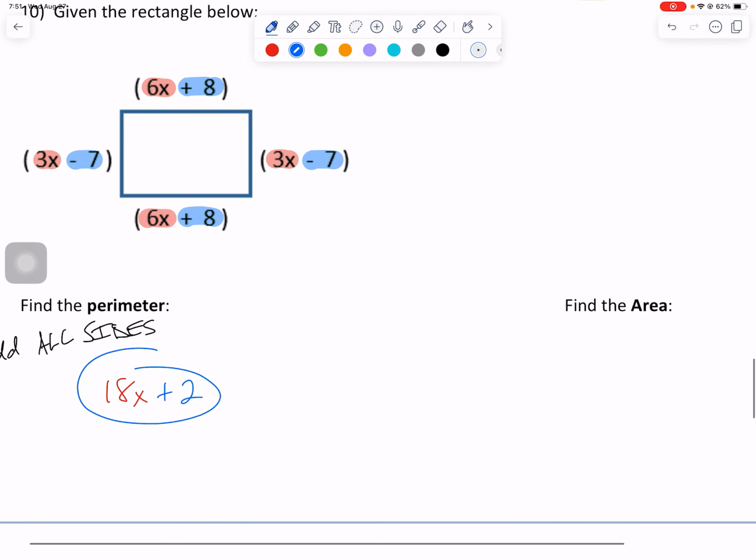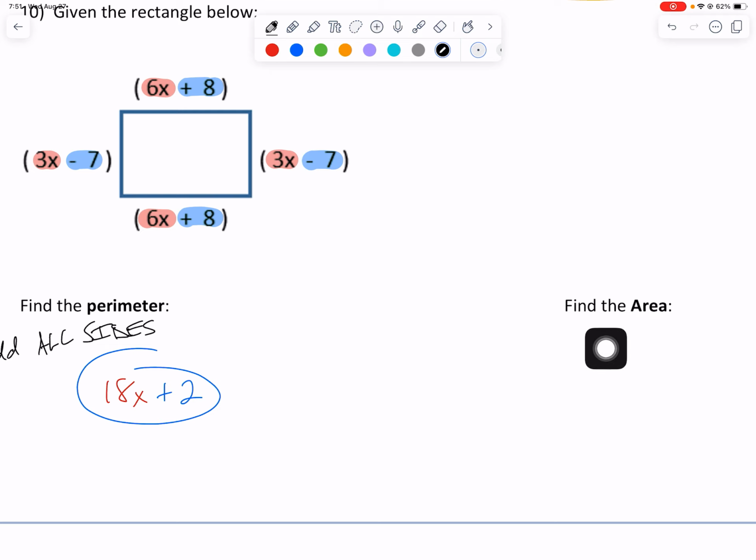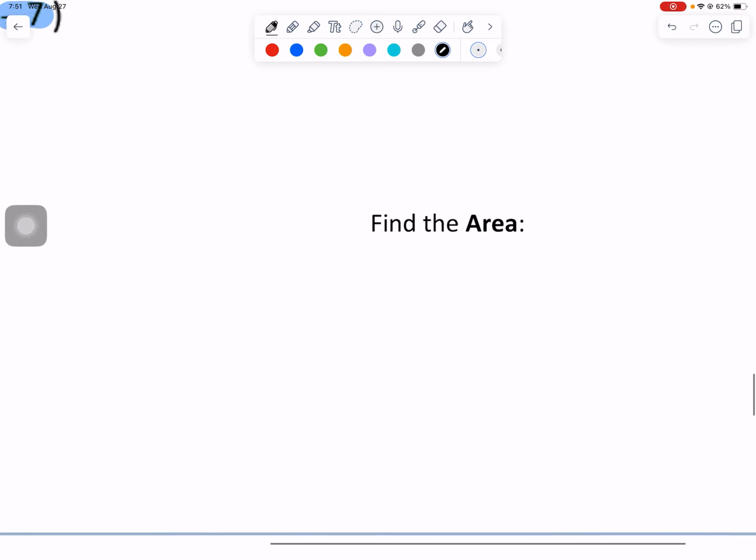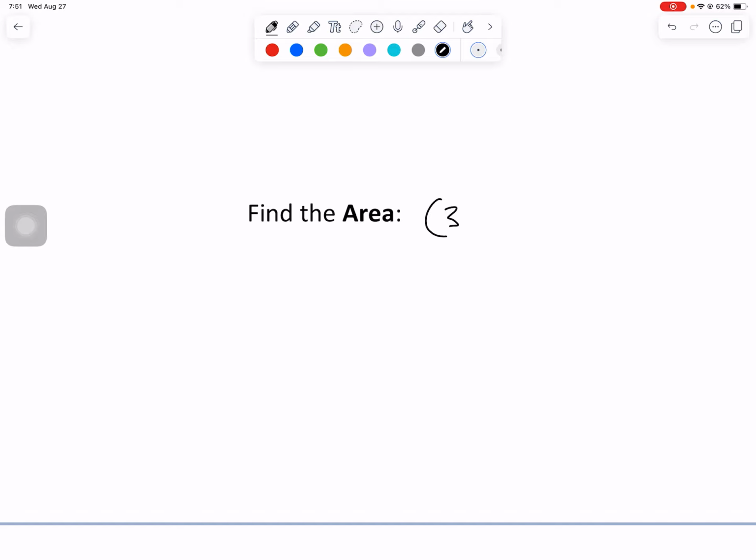Oh my, we have to find the area too. You're kidding me. Well, let's just set this biscuit up to do so. All right, so our area, we will multiply length times width. I don't care if you take 1 from the left and right and start there, or 1 from the top or bottom and start there, because we have a length and a width, whatever you feel comfortable with. All right, let's do 3x minus 7 and 6x plus 8 for our setup.